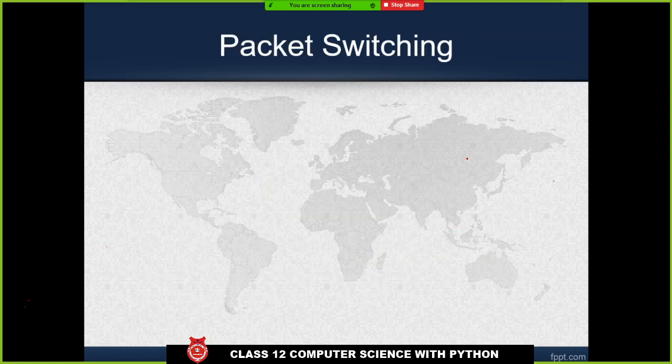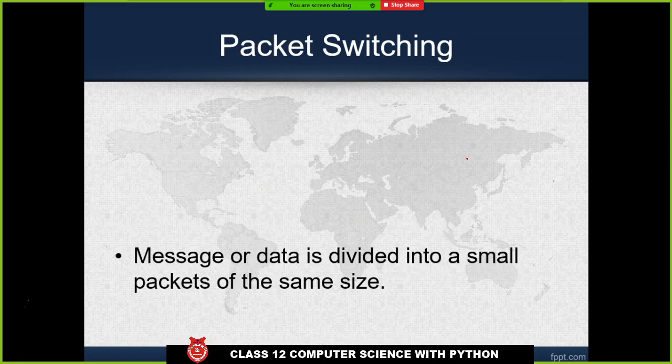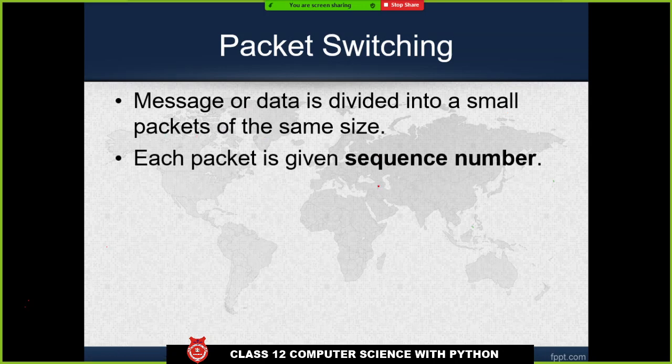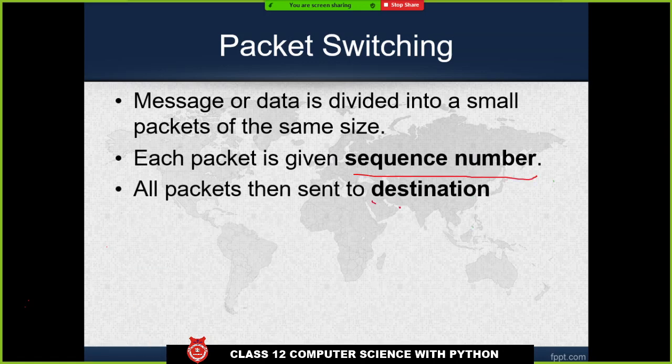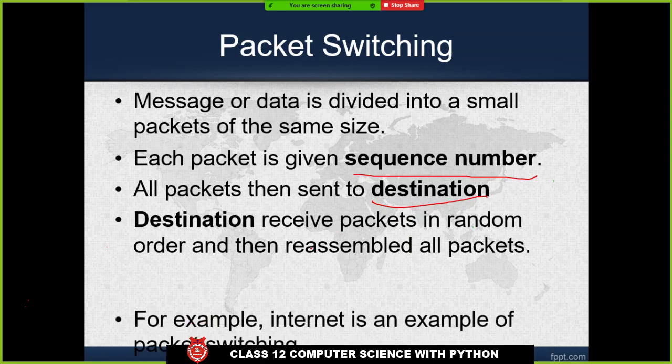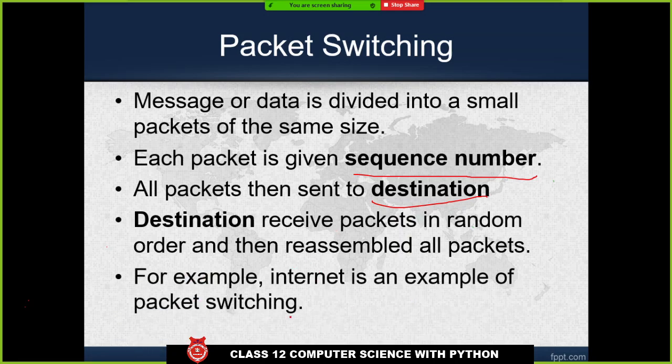Now the next one is packet switching, which is used in the internet. The message or data is divided into small packets, and each packet is given a sequence number. All the packets go to the destination through different routes, and the destination, upon receiving the complete set of packets, will reassemble and display it. Let me explain in Mizo for clarity.